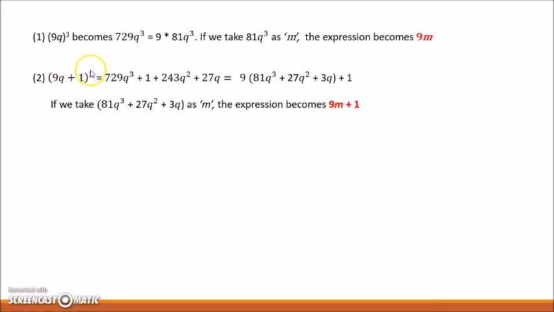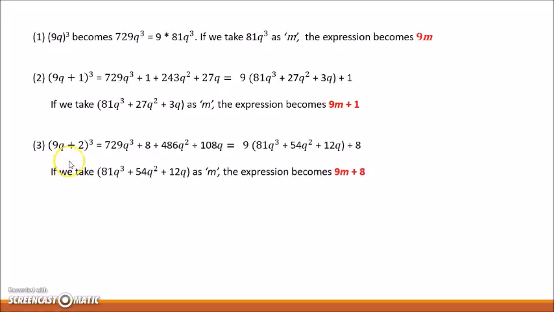Next, we expand 9q plus 1, the whole cubed. This becomes 729q cubed plus 1 plus 243q squared plus 27q. We take this 1 away and we take 9 out here. Therefore, we get 9 multiplied by 81q cubed plus 27q squared plus 3q, plus 1. If we keep 81q cubed plus 27q squared plus 3q as m, then this expression becomes 9m plus 1.